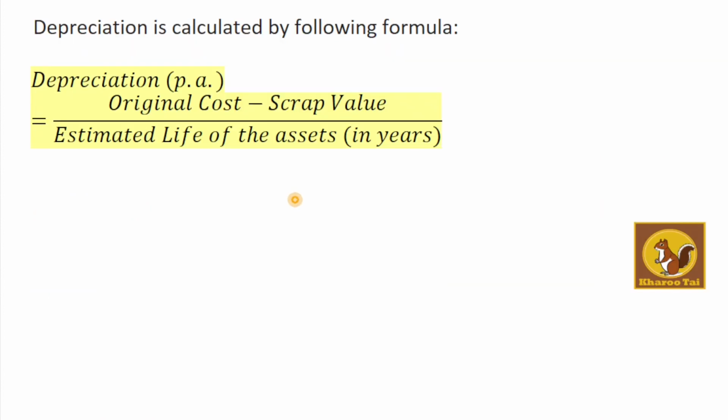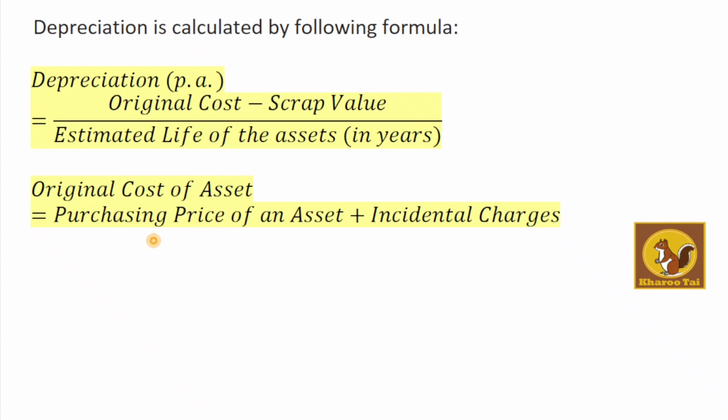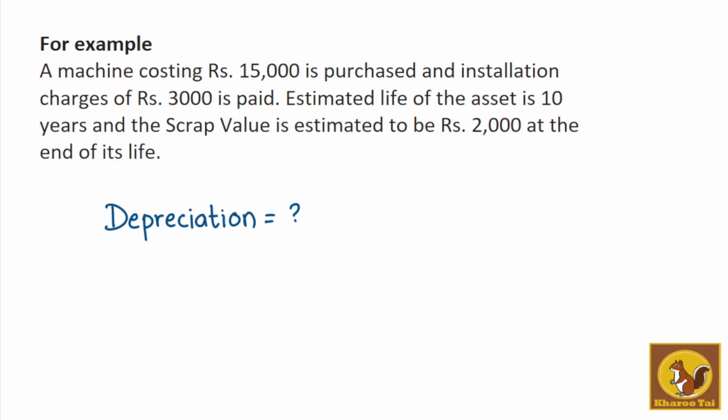So what is the depreciation formula? Depreciation per annum is equal to original cost minus scrap value. Now this scrap value is not mandatorily given. If this is absent, you can ignore it. And this amount, original cost minus scrap value, is divided by the estimated life of the asset in years. And how to calculate original cost? We have seen this: purchase price, any cost of acquisition, plus any other incidental charges, installation charges that we have to include.